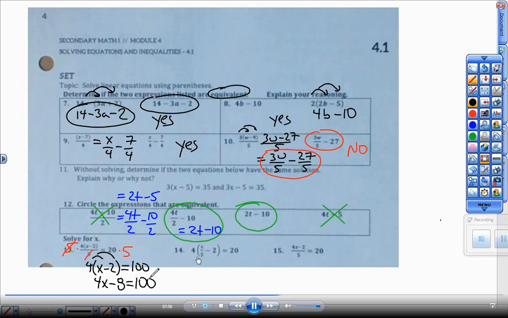14, divide both sides. Don't want to do this. If I distribute that, that gives me 4x over 5 minus 8 equal 20.